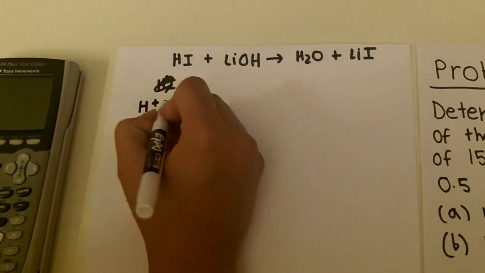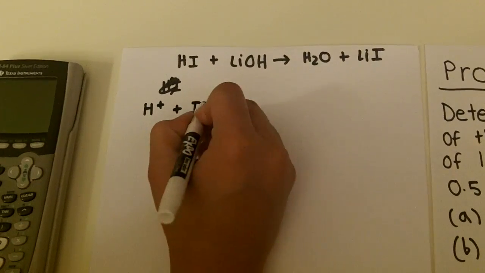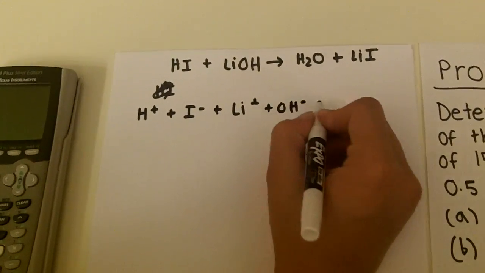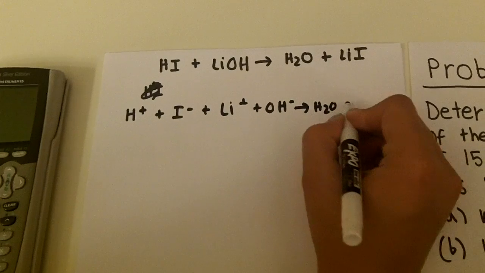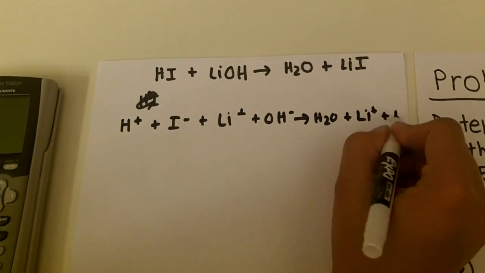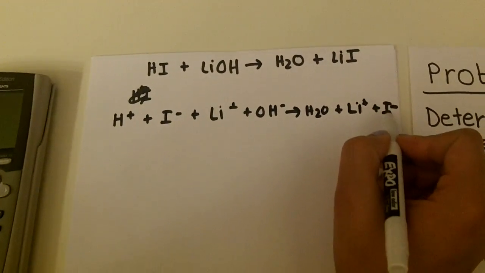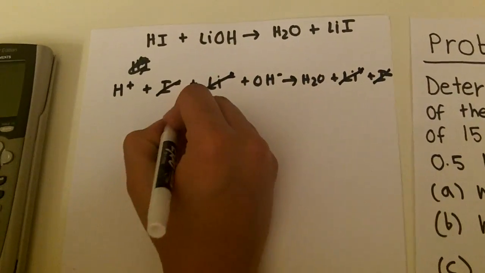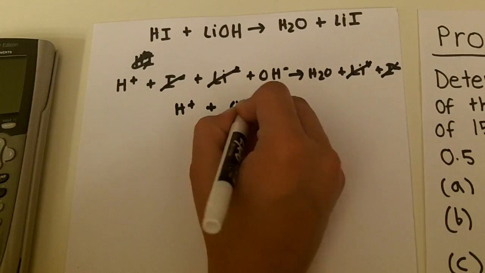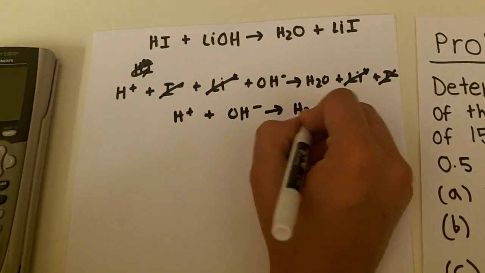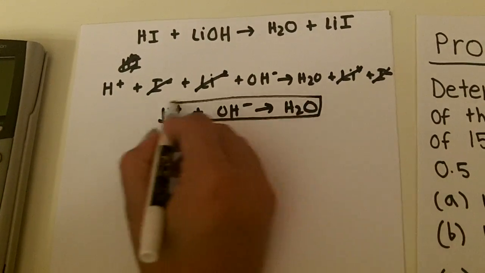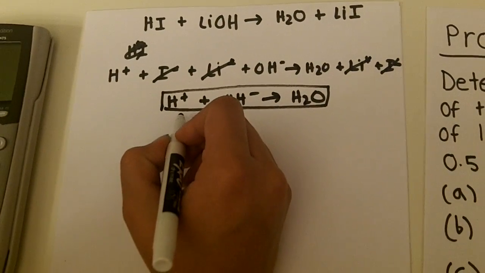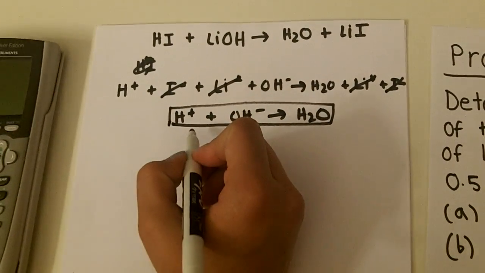So we can write this as H plus, I minus, plus lithium plus, hydroxide minus, which will yield water and lithium iodide. The lithium and iodide ions are spectator ions since they're not involved in the reaction. So our final net ionic equation will just be this one. You should remember that this is always going to be the net ionic equation when it comes to a strong acid and strong base titration.